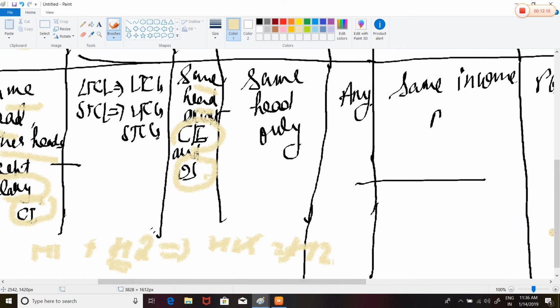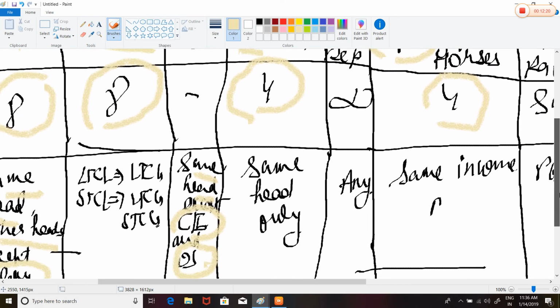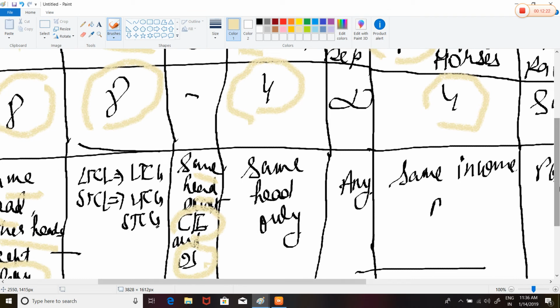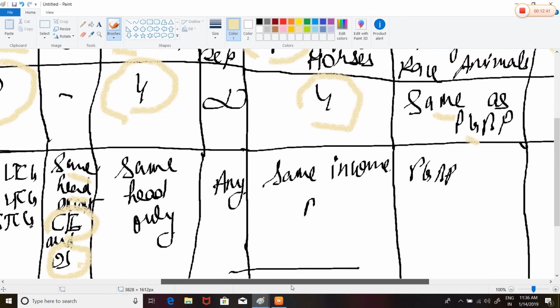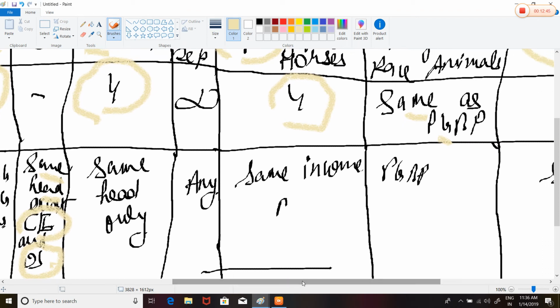Then next, speculative business: it can only be set off from the same head and not from any other head. And unabsorbed depreciation can be set off from any head. Next, loss from resources: only the same income and not other income.